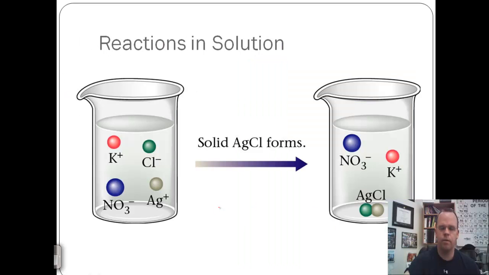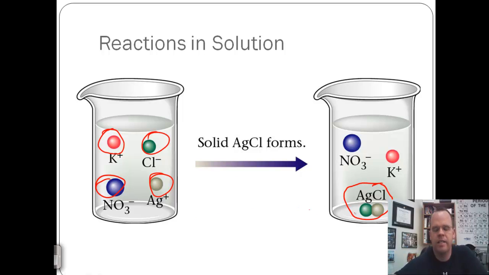So these are the three solubility rules you need to know. And we can look at this reaction to see what's really going on in solution. When you put silver nitrate and potassium chloride into solution, they're going to dissociate into those individual ions. When the silver and chloride come close together, they will form a solid because silver chloride is not soluble. Potassium nitrate still is, so it remains separated in the solution.